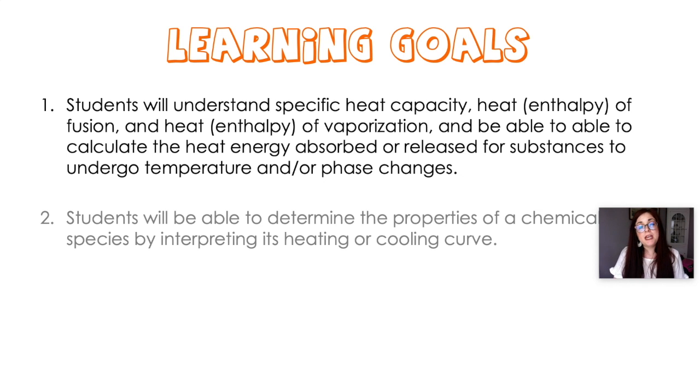Secondly, you will be able to determine the properties of a chemical species by interpreting its heating or cooling curve. So in the last unit, we also talked a lot about intermolecular forces. So water, for example, has hydrogen bonds. Why would the heating curve for water look so different from that of hydrogen sulfide, let's say? And we're going to investigate more into that and relate these phase changes back from intermolecular forces as well.